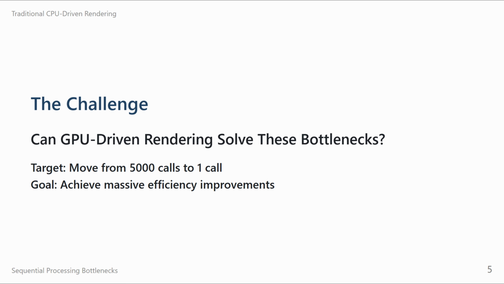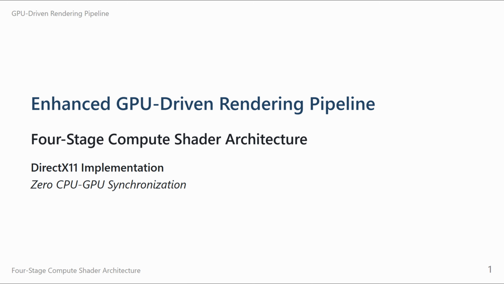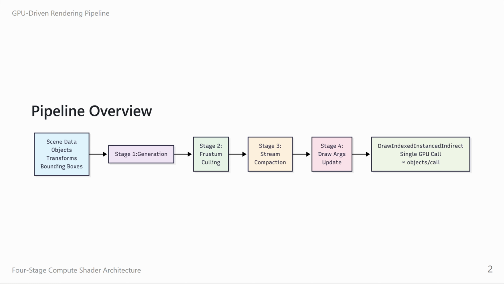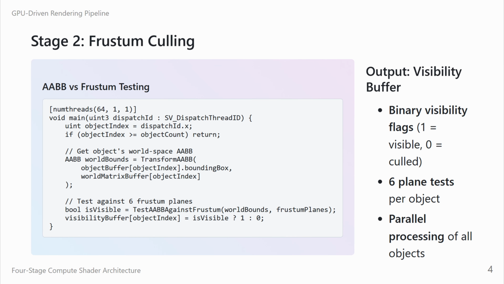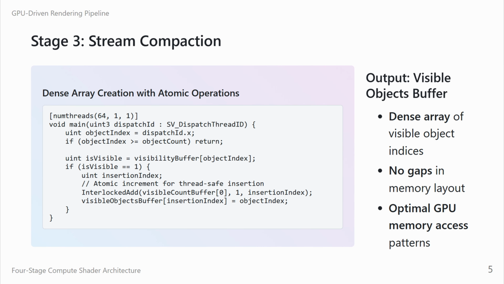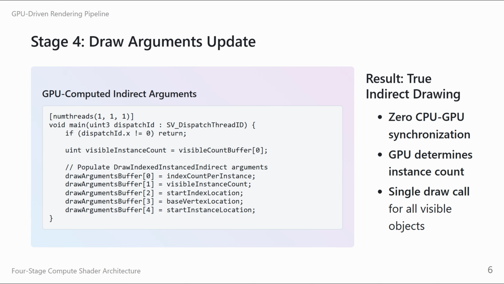Is there a better way? Enter GPU-driven rendering. My GPU-driven solution uses a 4-stage compute shader pipeline: world matrix generation, frustum culling, stream compaction, and draw argument updates, all happening in parallel on the GPU.